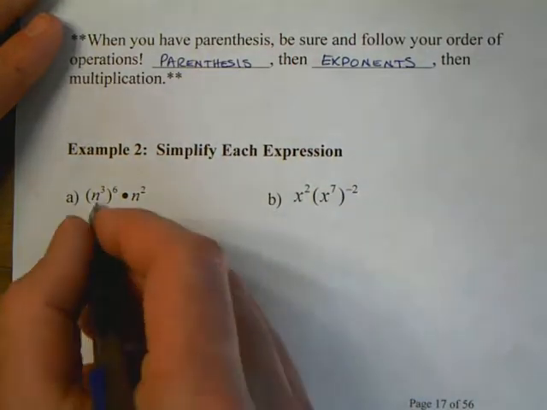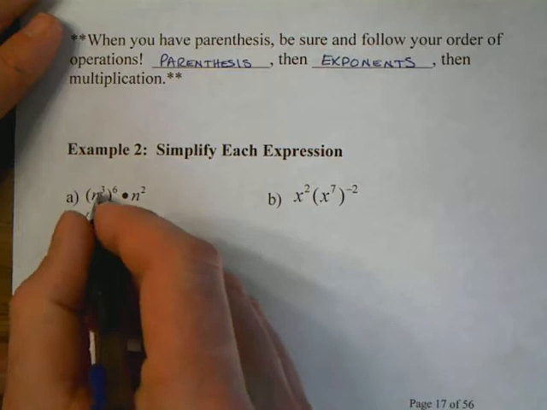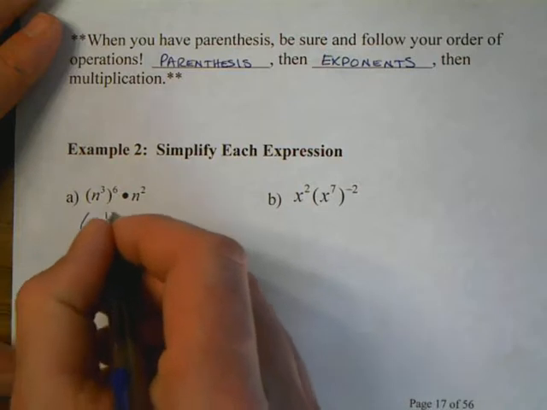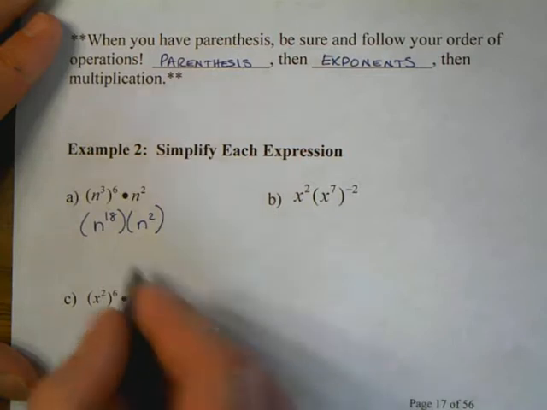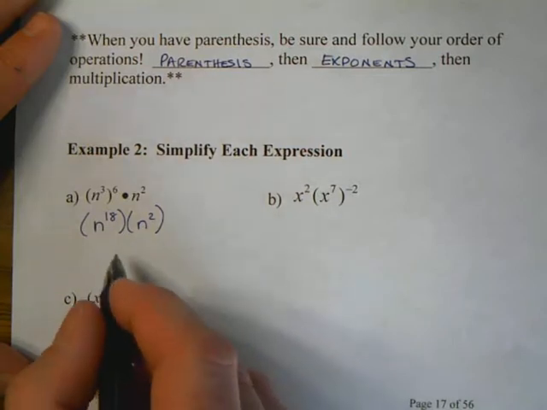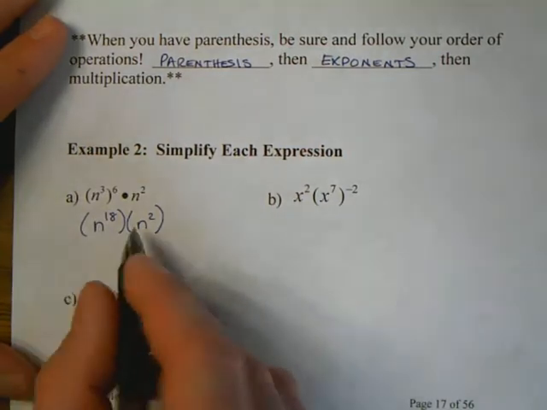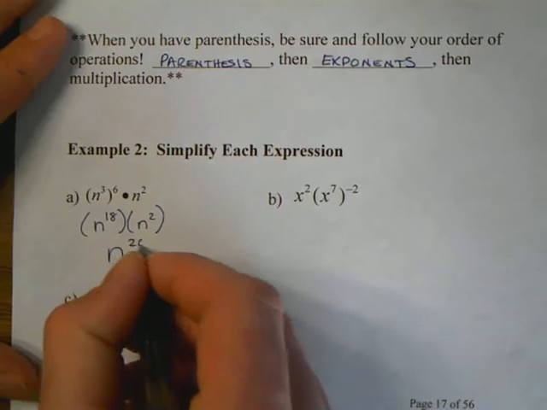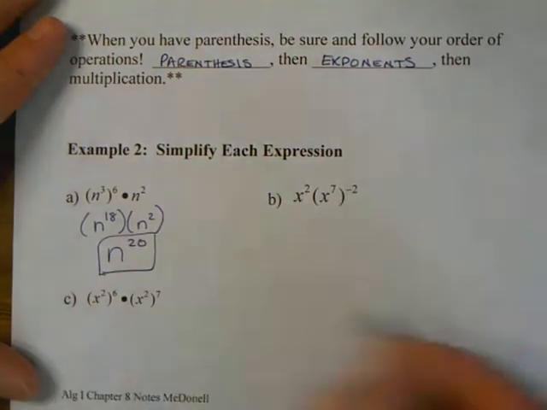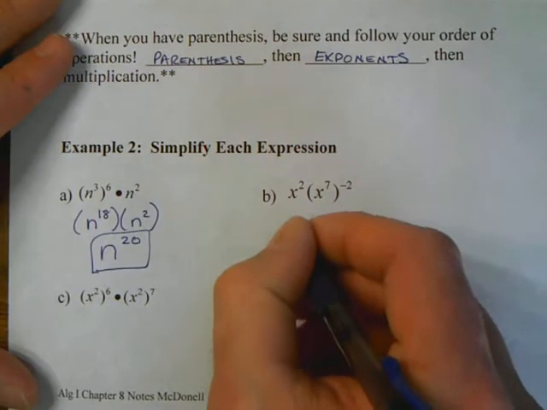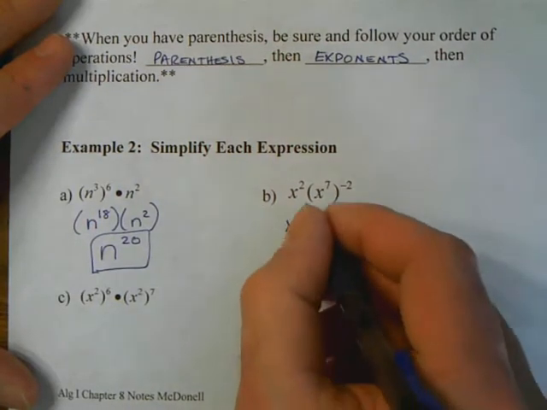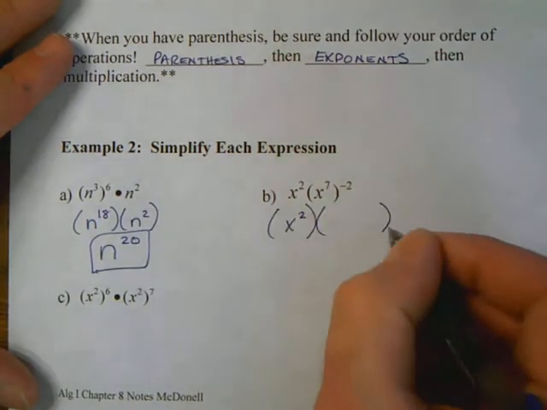We have kind of a combination problem here with n cubed to the 6th times n squared. Well, let's work out the first part first. A power to a power, from our new rule, we multiply, times the n squared. Well, now we have a problem from a couple days ago, a few lessons ago. They both have the same base, so we're going to add the exponents and get n to the 20th. Let's look at example B.